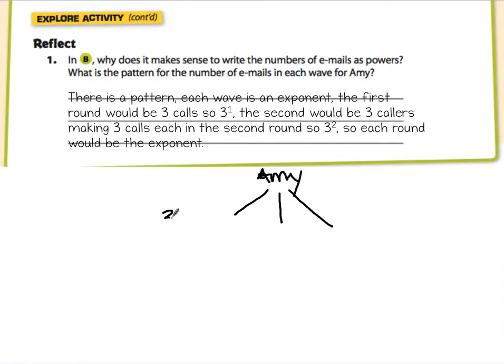So here's Amy, and she sent out that first email to 3 people. So here's 3 to the first. That's how many people got it. Then those 3 people, the dots, sent it out to 3 people.